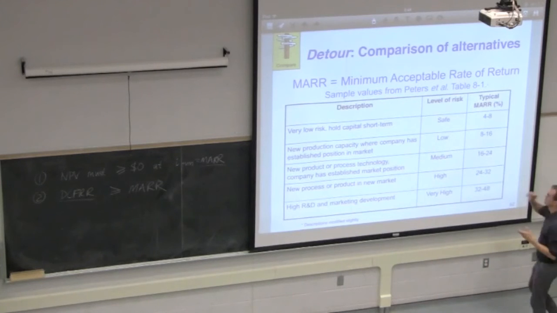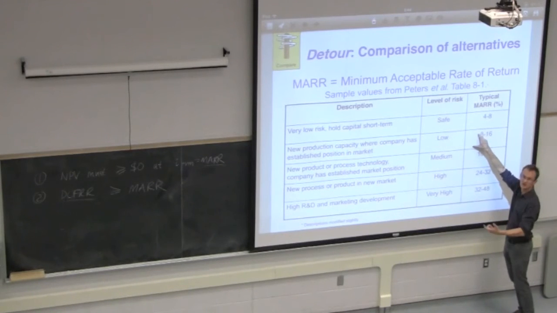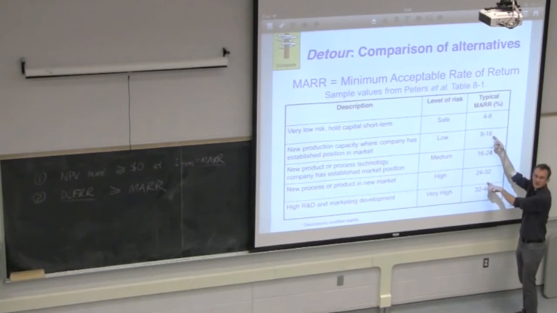Then come back now to a project that's pretty safe. You know that this is going to work, right? All you're doing is just boosting your existing capacity. Let's say you've got one distillation column and you're adding a second one. The chances of that failing are pretty small. The rate of return that you judge that against, your MARR, is going to be a number, say, around 10%. You wouldn't use a 25% threshold to judge a low risk project.